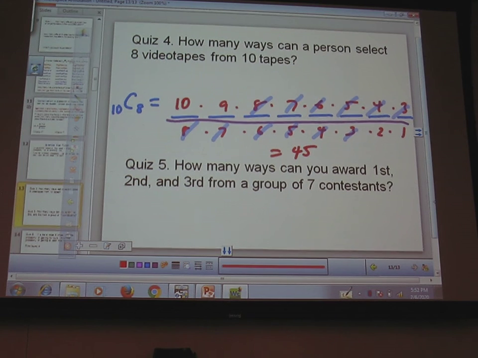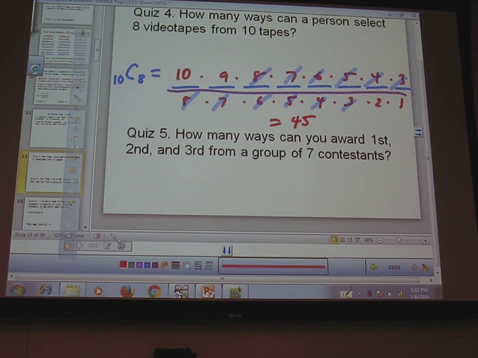Quiz number 5. How many ways can you award first, second, and third from a group of 7 contestants? Does order matter? Yes. First place is different than third place. So this is just a P. It's 7, and I'm going to pick 3 of them. So 3 slots. How many options for the first slot? The answer is 210. Good? Yes. All right.